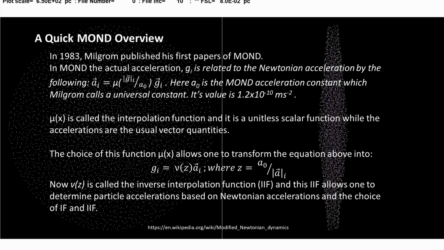Mu of x is called the interpolation function, and it is a unitless scalar function while the accelerations are the usual vector quantities. The choice of mu of x allows one to transform the above equation into a new equation, which is more useful within the simulation. Nu of z is called the inverse interpolation function, and this function allows one to determine particle accelerations based on Newtonian accelerations and the choice of that function.